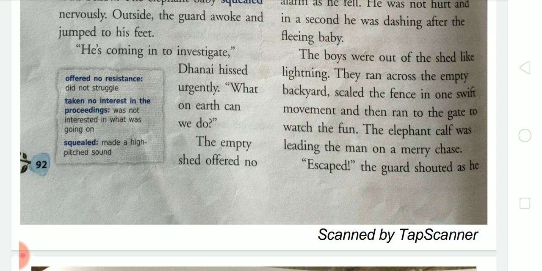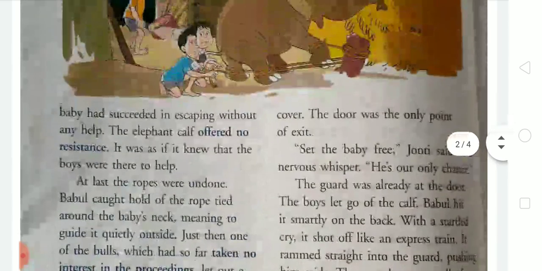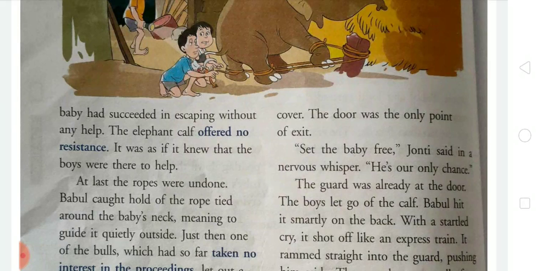Thanai asked urgently, "What on earth can we do?" The empty shed offered no cover. The door was the only point of exit. "Set the baby free," Babul said in a nervous whisper. "It is our only chance."